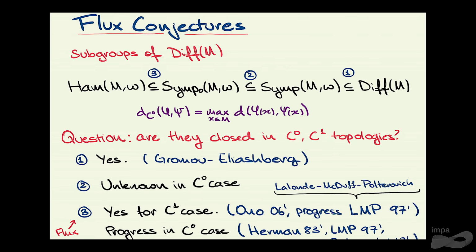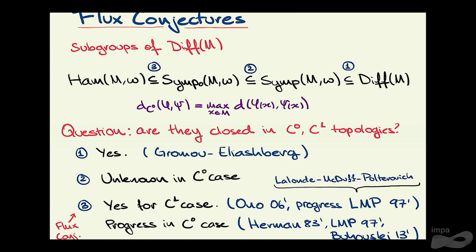Now, the flux conjectures, they deal with this third inclusion here. And again, in the C1 case, you want to ask, is Ham C1 closed in Simp0? And in this case, it's not a conjecture, it's a theorem, and it was proved in full generality by Ono in 2006, with a lot of previous progress by Lalonde, McDuff, and Polterovich in 97. Now, in the C0 case, there has been some progress, but much less is known.